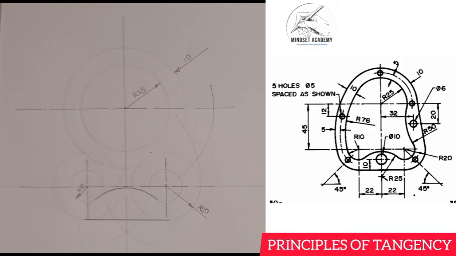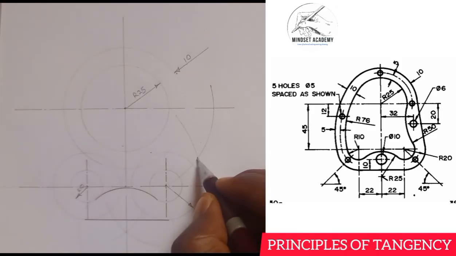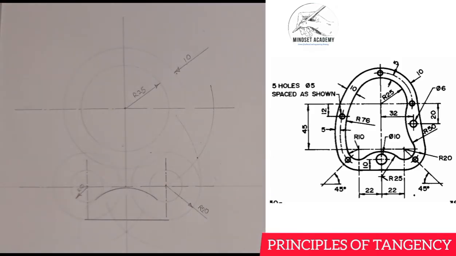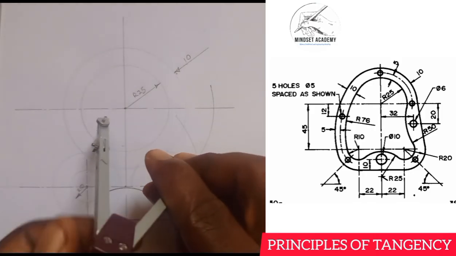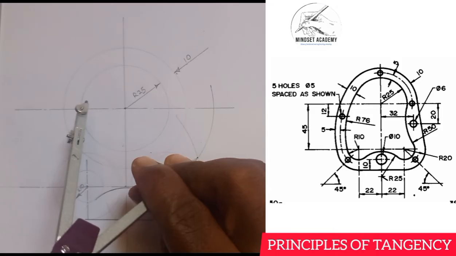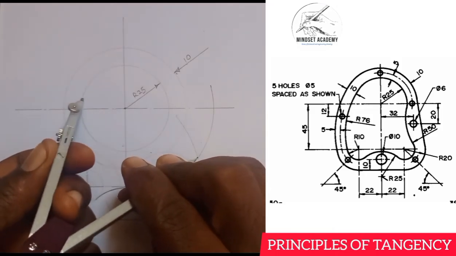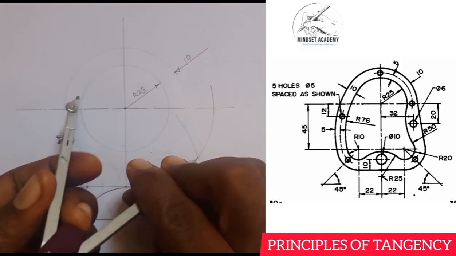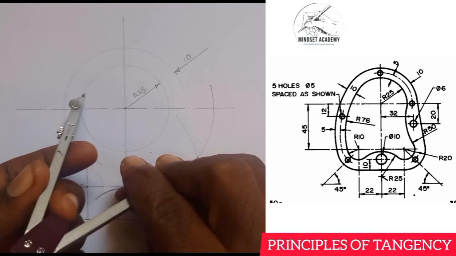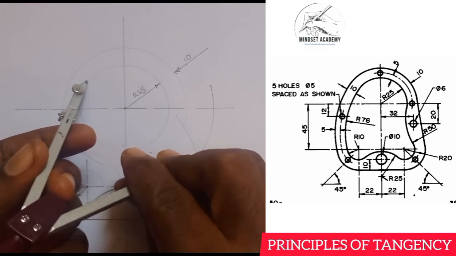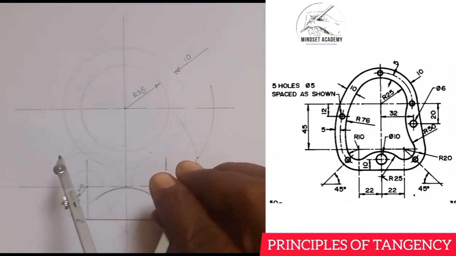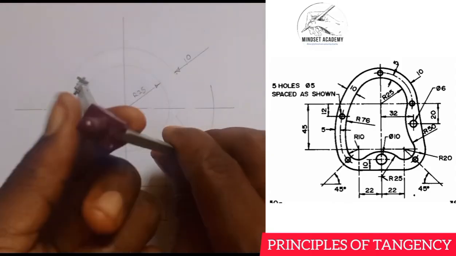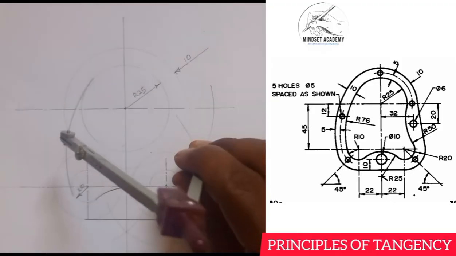Now what do you notice? They are meeting at this point here. So from that point here, I will take my compass, take it readily to this point here. Hope you can see that. Then I'll connect them. Hope you can see that.